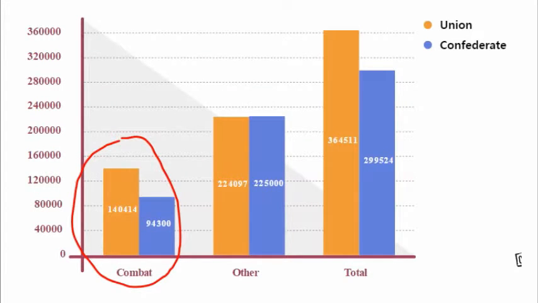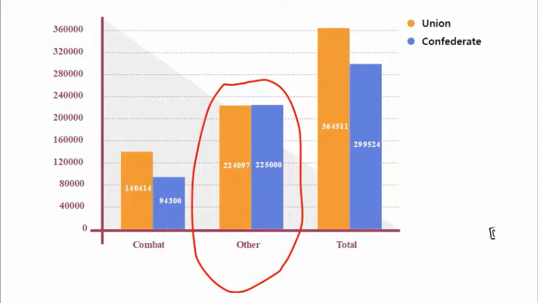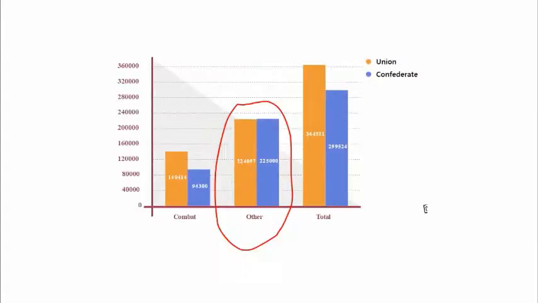Now let's see how this big number came to be. 140,414 Union soldiers and 94,300 Confederate soldiers died in combat, which adds up to a total of 214,938 casualties caused by combats. 224,097 of the Union and at least 225,000 of the Confederate died of other reasons, such as disease and hunger. And this adds up to a total of about 450,000 people.